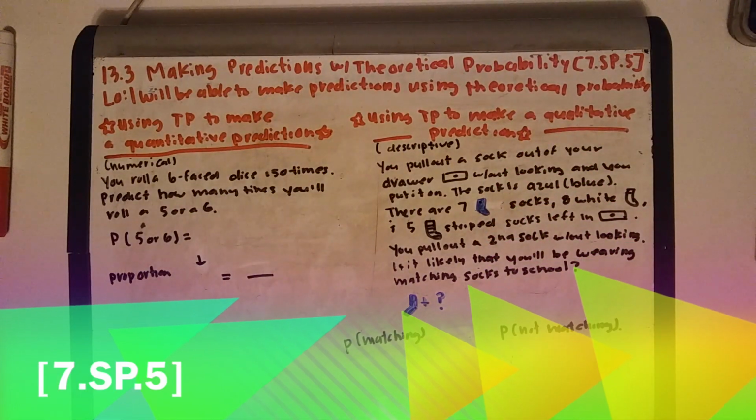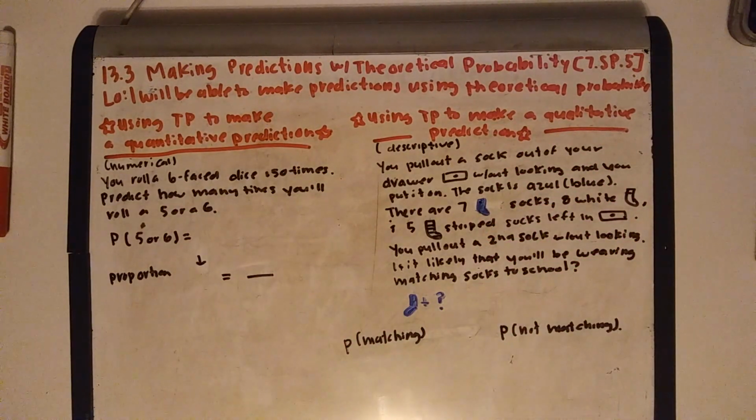Okay, yes, 13.3. We're going to be making predictions with theoretical probability. That's your standard, and you're expected to be able to make predictions using theoretical probability. Remember, theoretical means that you're not making observations. You're not actually doing the experiments. You're actually just thinking of what it would be.